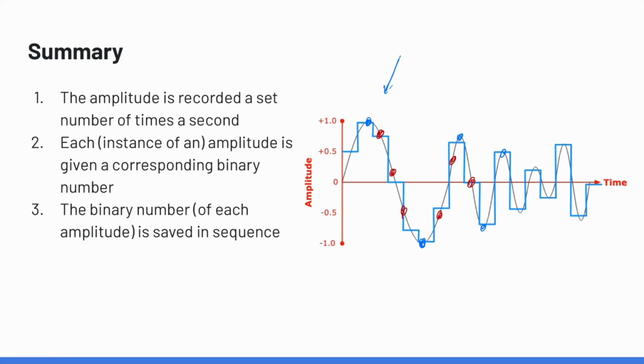So just to summarize this whole process, amplitude is recorded a certain number of times per second. Oftentimes it is recorded like 44,100 times per second. Not always, but often. And each instance is given a corresponding value, which is not initially binary, but then eventually becomes a binary number. And those binary numbers are saved in sequence so that you actually hear the music in sequence, right? So people are singing when they're supposed to be singing.